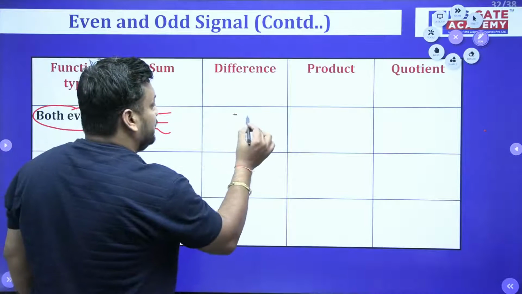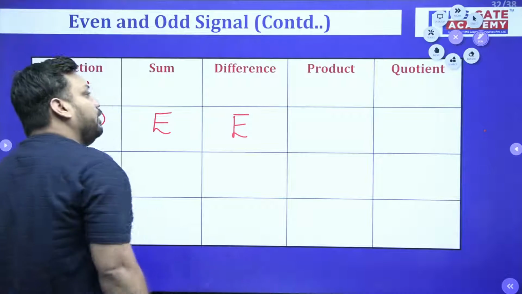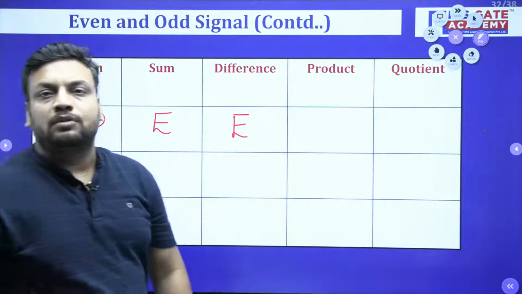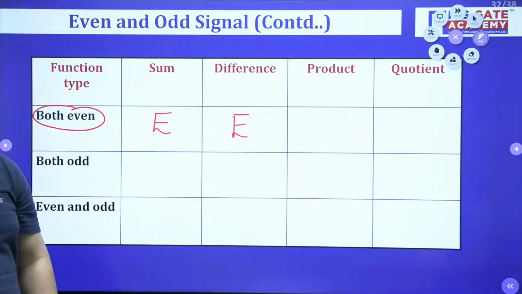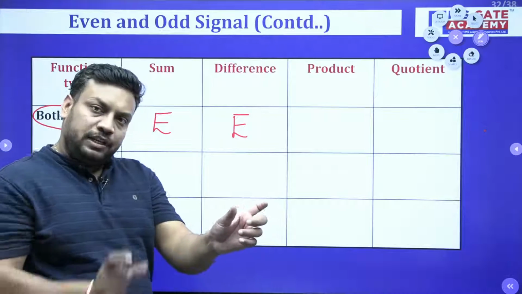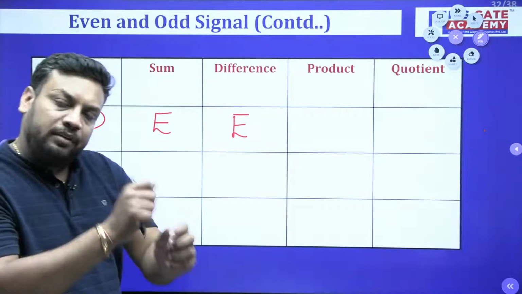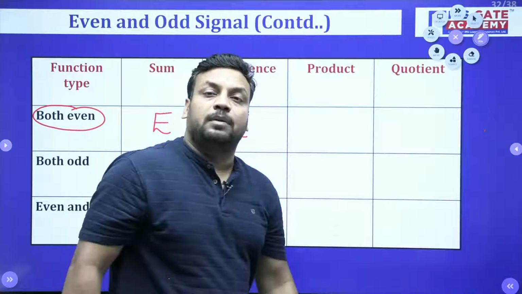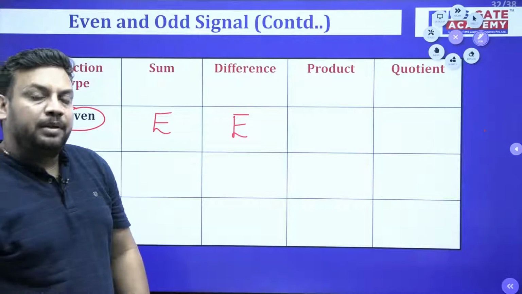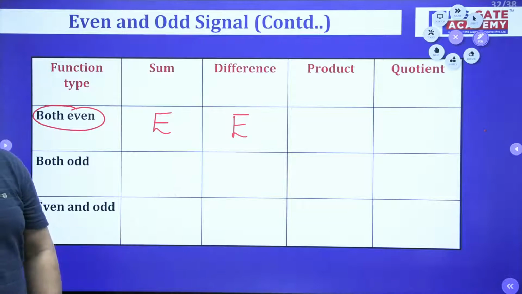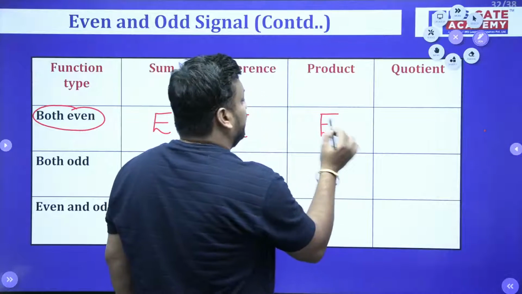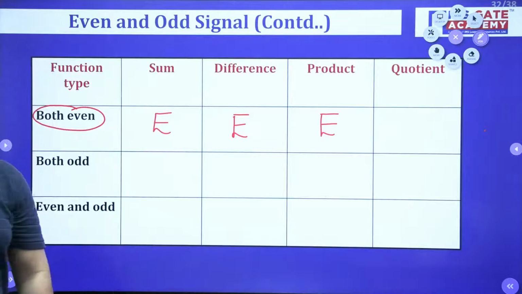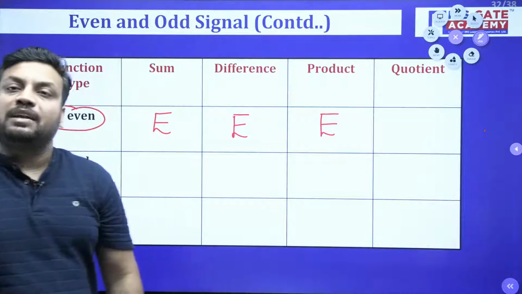What is even minus even, guys? Even minus even is also even only. What about even into even product? If I multiply cos t into cos t, then it will become cos square t, and cos square t is nothing but (1 plus cos 2 theta) upon 2. It means the signal is again even only. So even multiplied with even is also an even signal, guys.